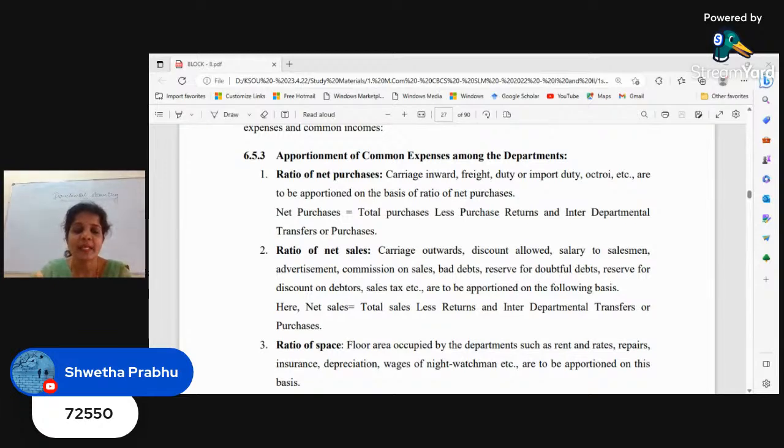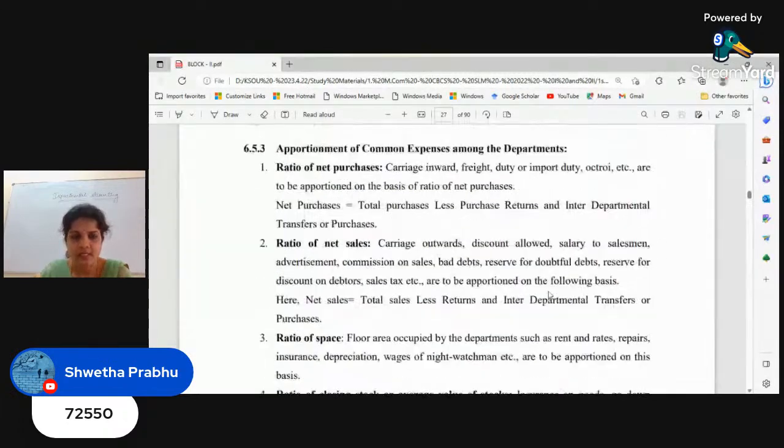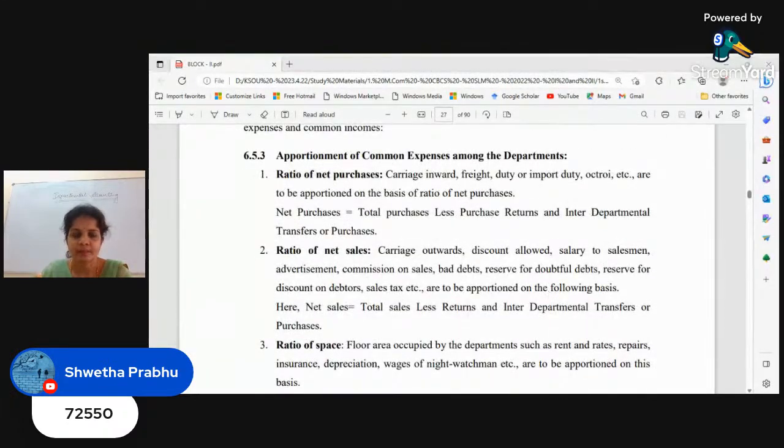And some of the expenditures like carriage inwards, freight, duties, import, octroi, etc. Whatever the expenditure incurred for purchasing the goods, page number 26, is it? Yes, page number 26 in study material second block. Okay, so that is the chapter departmental accounting, 6th unit.